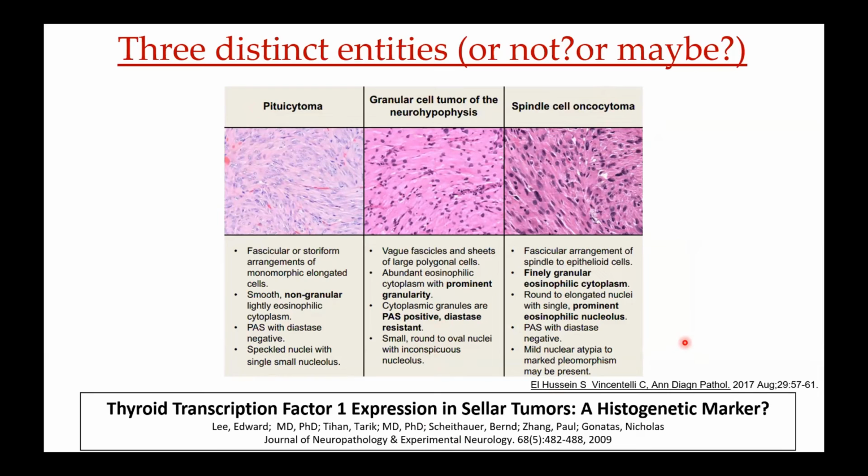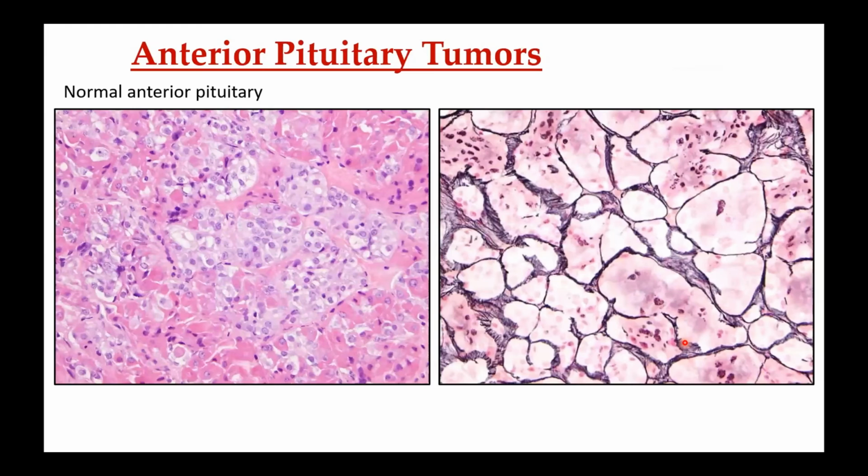But the unifying feature, and why they're part of a continuum, is that they are thought to arise from pituicytes, so they demonstrate pituicyte lineage, and those are cells in the posterior pituitary that are positive for the TTF1 transcription factor, which, as we know, is very common in thyroid lesions, but also commonly used in pulmonary lung carcinoma pathology diagnostics.